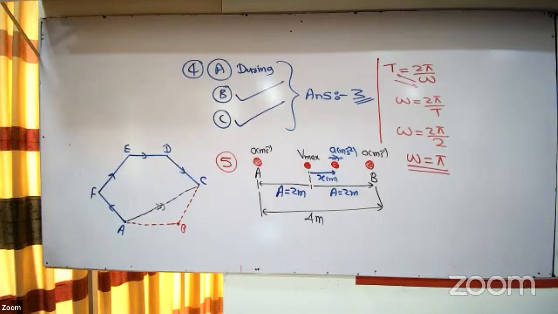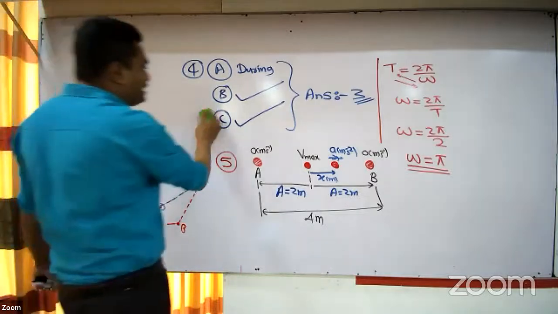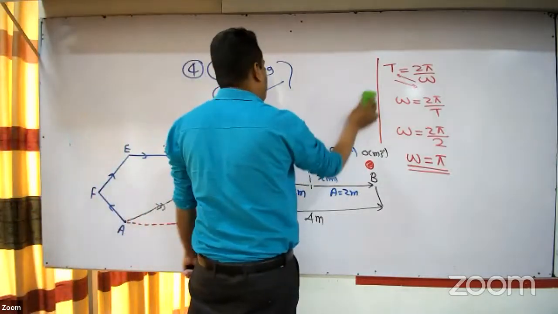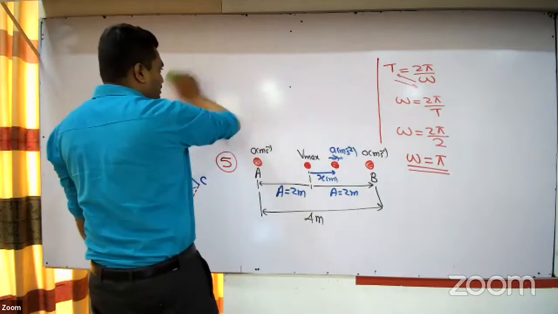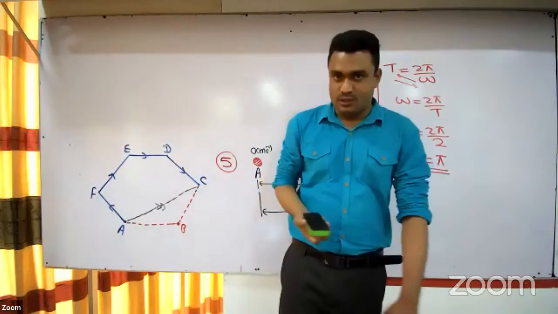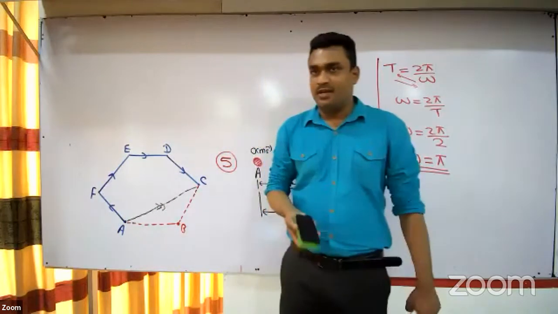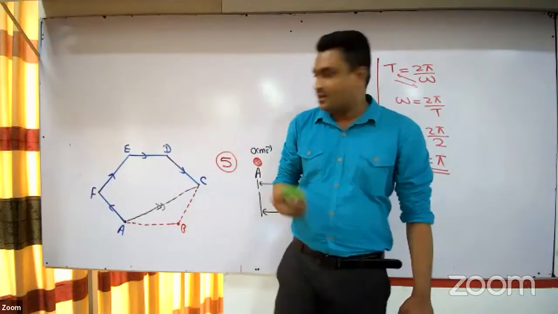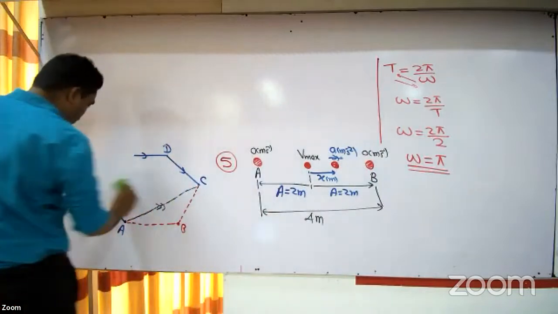Right, after that, the question asks us to find the maximum force acting on the object. We know that for any object to have simple harmonic motion, there should be a force acting on the particle. There must be a force for something to be moved with an acceleration. So even for SHM, there should be a force.